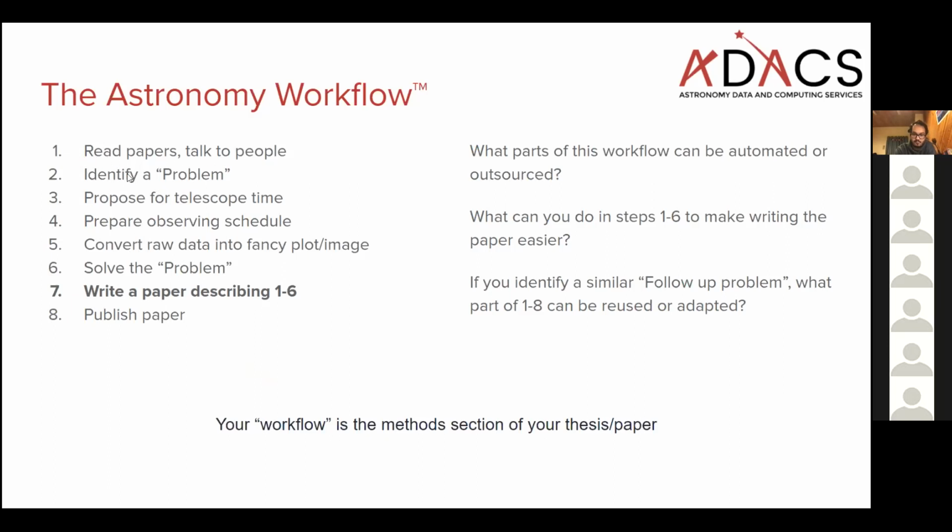So we start talking to people, having ideas, identifying a problem, getting telescope time or computing time or whatever it is, some resource that we need. We prepare an observing schedule. We convert our data into some fancy plot or image. I mean, probably most of the work is here, number 5. We solve the problem because we're that good. And then we write a paper describing steps 1 to 6, and then we publish the paper.